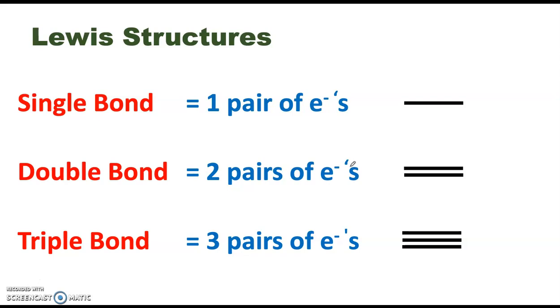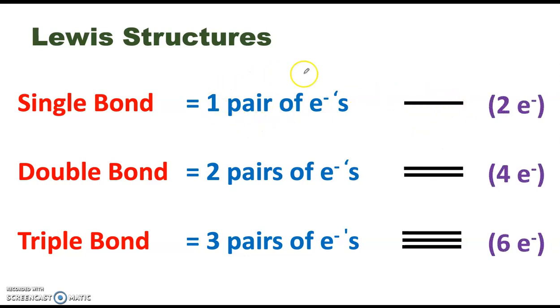So it is possible for atoms to share more than one pair of electrons and form a double bond with each other. It is also possible for them to share three pairs of electrons, and we call that a triple bond. A triple bond is stronger than a double bond, and a double bond is stronger than a single bond.